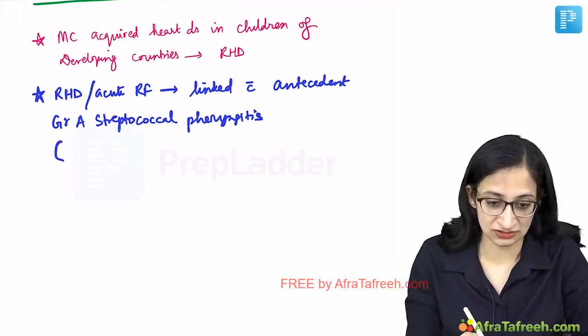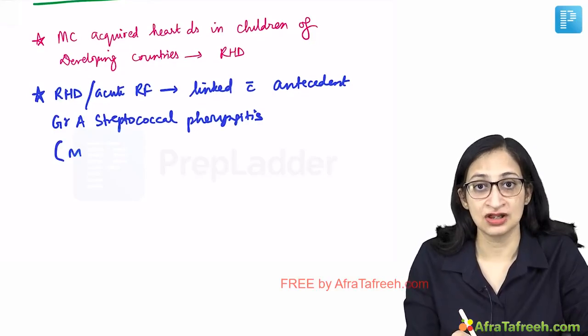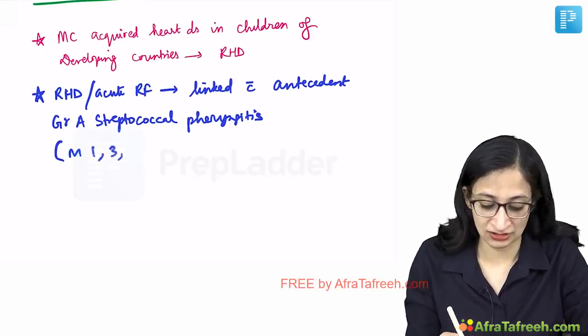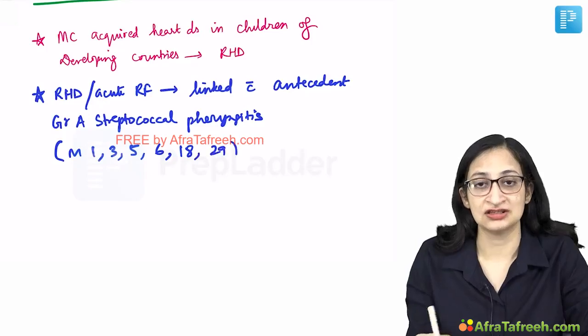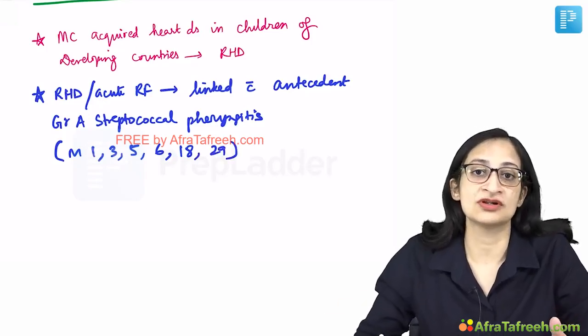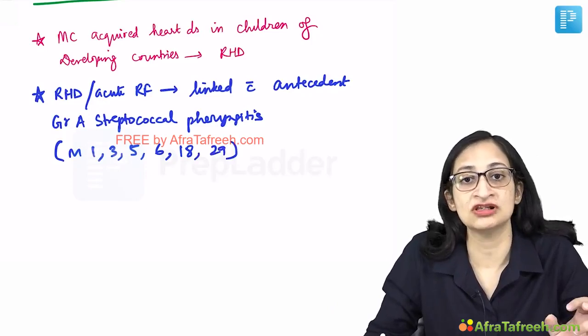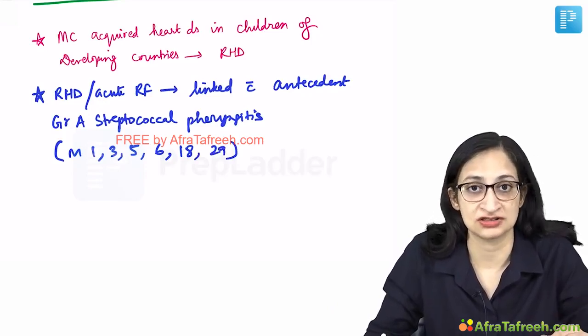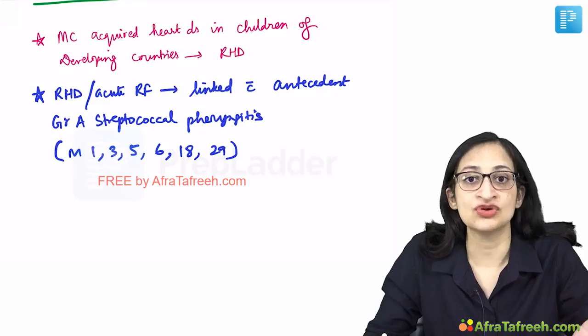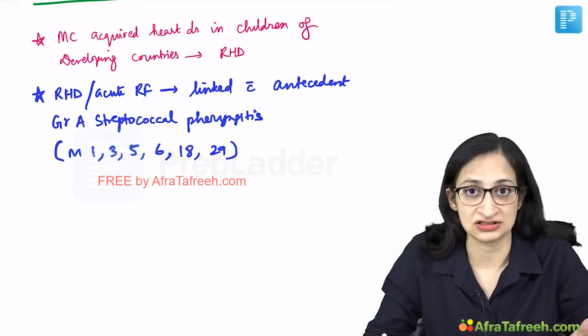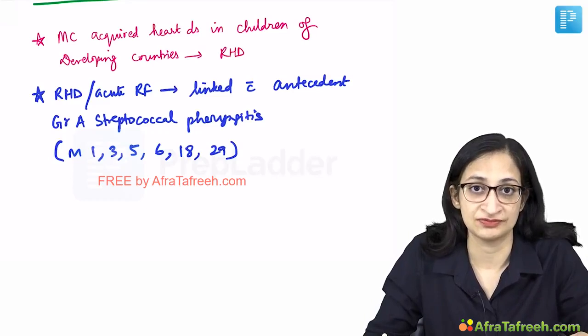The strains which are notorious are M1, 3, 5, 6, 18 and 29. These are the ones most commonly linked to rheumatic heart disease. So, you may get a history of sore throat a few weeks preceding the illness of acute rheumatic fever.